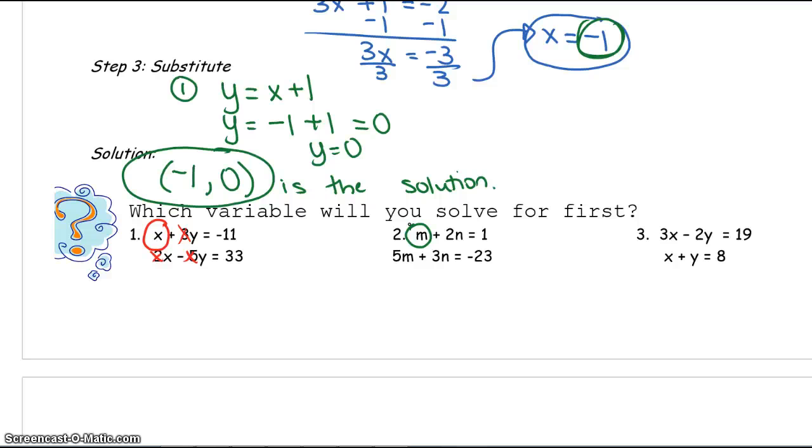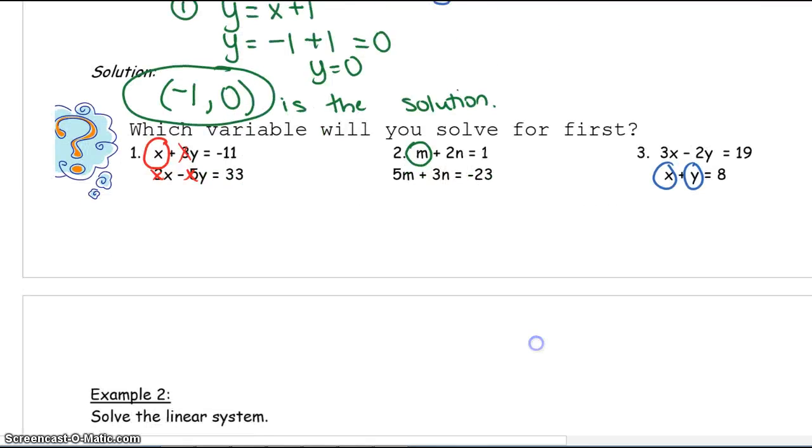Drum roll, please. Alright, this was a tricky one. You get two answers. It could be x or it could be y. So either one of those would be fine, and in that case, it would be up to you. Alright, I love choices. Let's go into example 2.